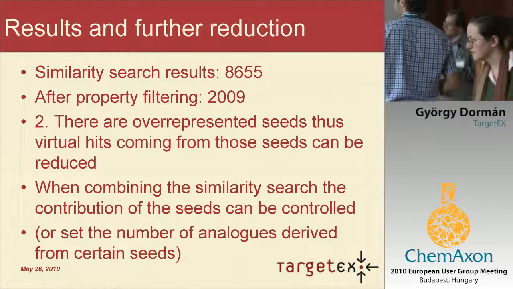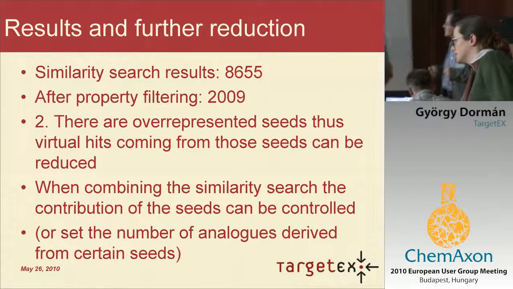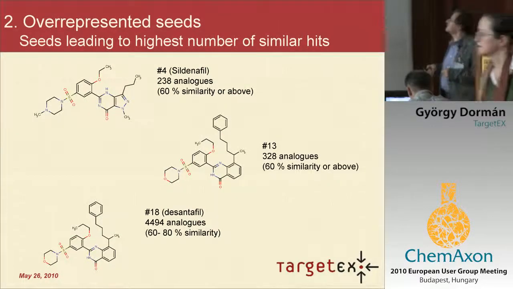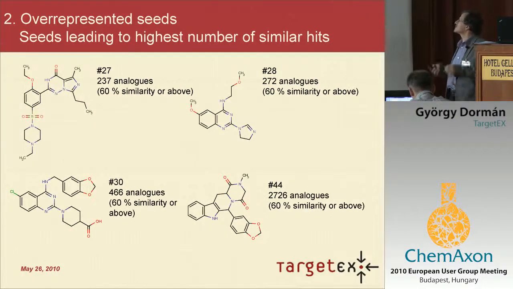So how to directly set the resulting hits from the seed compounds. Just some examples, like Viagra. We can find that in the 9,000 set we had almost 200 analogs with 60% or more similarity. This is another known PDE5 inhibitor, desantafil, even more. So probably the structure reflected many different similarity features in the compounds. That's why it provided a very high number of compounds. So I'm going to go through this.